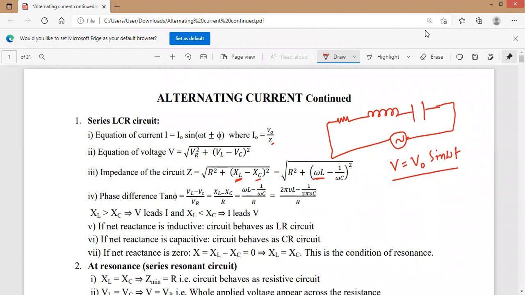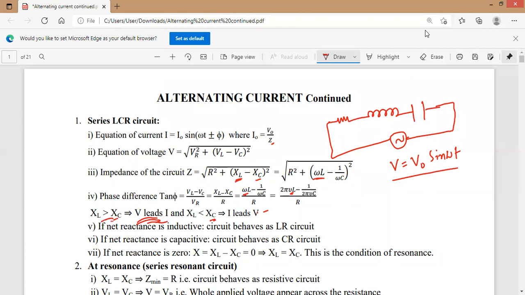In a series circuit, current is constant, therefore VL is directly proportional to XL, VC is directly proportional to XC, and VR is directly proportional to R. Therefore tan phi becomes XL minus XC by R. If the inductive reactance is greater than the capacitive reactance, then voltage leads the current. If the inductive reactance is less than the capacitive reactance, then the current leads the voltage.